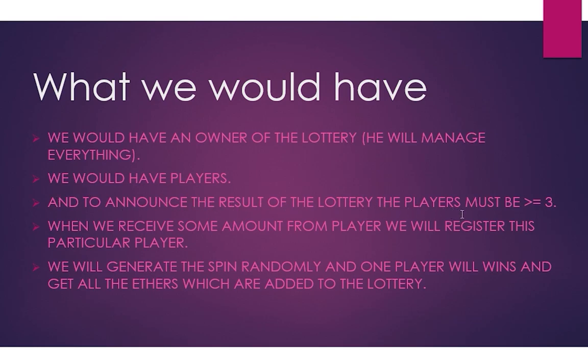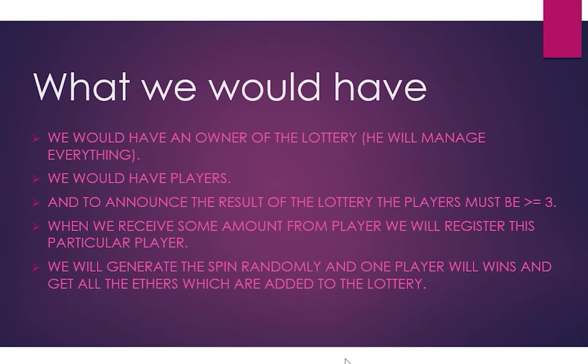The second step is we would have players, and to announce the result of the lottery the players must be at least 3, that is, greater than or equal to 3. When there are fewer than 3 players, the lottery will not be announced and the owner will not do this, because for that we must have 3 or more players or participants. And the first step is when we receive some amount from a player, we will register this particular address, and we will also see how we can do this. We will generate the spin randomly, and one player will win and get all the ethers or the balance which were added to the lottery from these 3 or more participants or players.